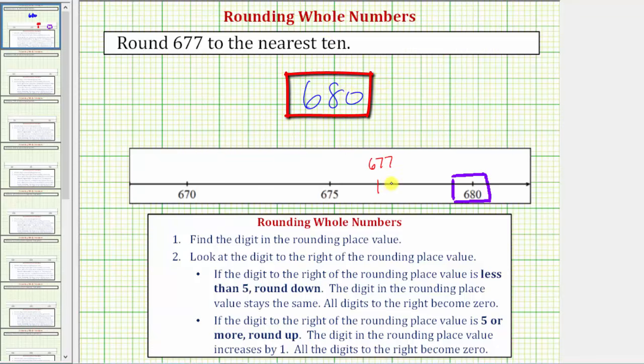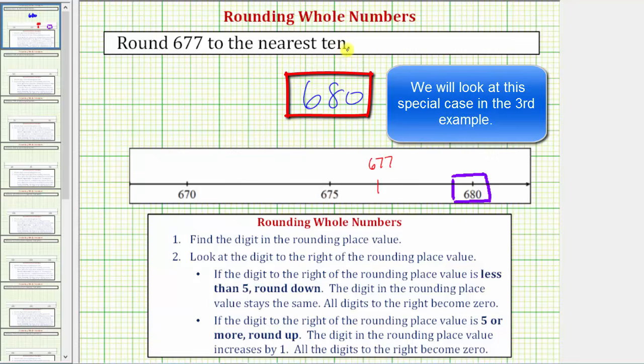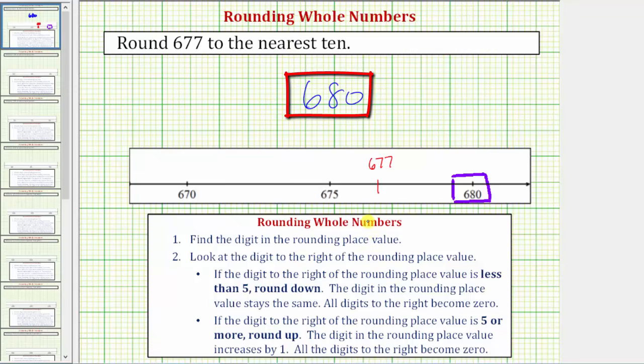Using this method always works, except there is one special case. If the value happened to fall right in the middle, the same distance from the two possible rounded values, we always round up. Now let's round this again using the formal rules for rounding. So if we begin with 677, the formal rules tell us to first find the digit in the rounding place value, which is the 7 in the tens place value. Step 2, we locate the digit to the right of the rounding place value, which is the 7 in the ones place value. So the 7 in the ones place value is a decision maker. This 7 indicates whether we round up or down.